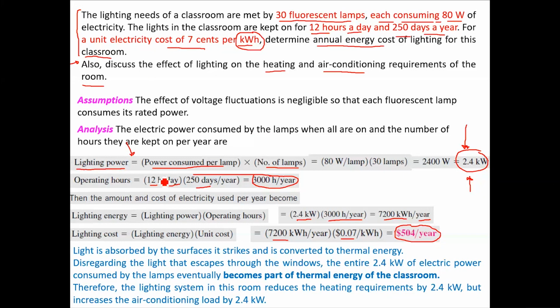Is the point clear? Yes, sir. All right. As the light ultimately converts to thermal energy of the system, and if we disregard the energy loss from the windows, we would see that 2.4 kilowatt of electric power eventually becomes part of the energy of the classroom, and the heating requirement would reduce by the same amount, whereas the air conditioning requirement would increase by the same amount, which is 2.4 kilowatt. I hope this makes sense and this is clear to you.